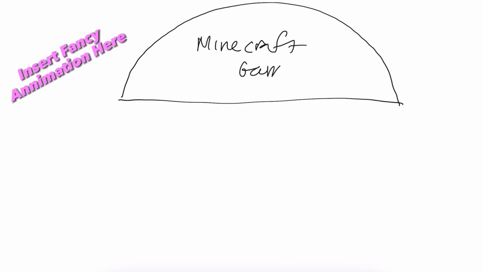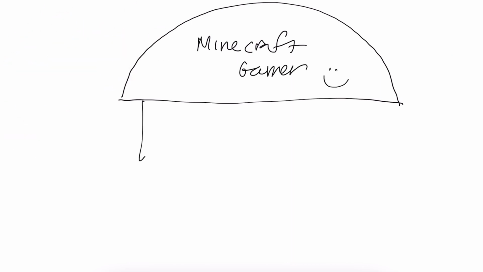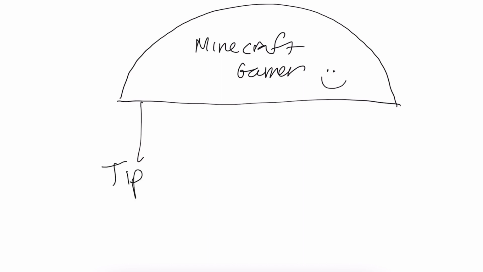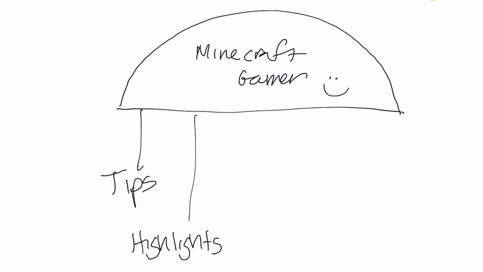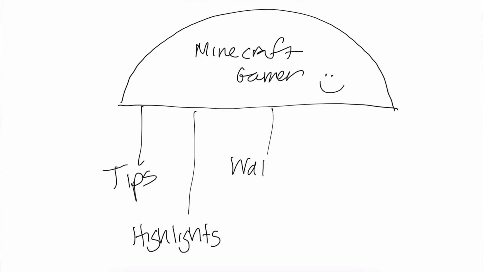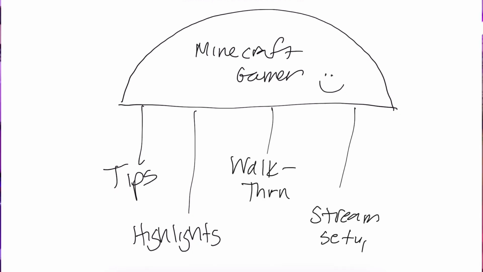So let's say you are a gamer and you play Minecraft. Under the umbrella of Minecraft, maybe you want to do a category for Minecraft tips. Maybe you want to make a category for highlights or funny moments. Maybe you have a category that's for walkthroughs. Or how about a category for stream setup? You need to start thinking about these categories in terms of what do the people who follow you also want to see?